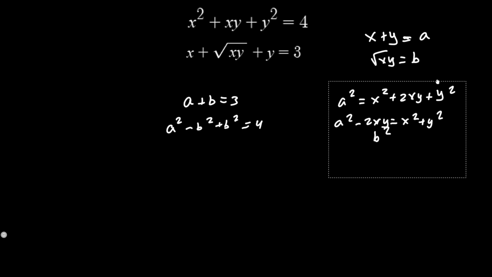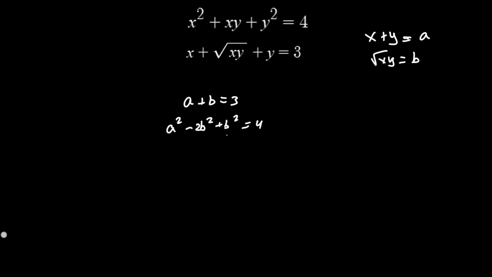This is pretty much going to help us a lot because, actually, hold on a minute. There was just a small mistake that I made. It is 2b squared. So, after all that, we see that pretty much we have our system of equations in terms of a, b, and that's it.